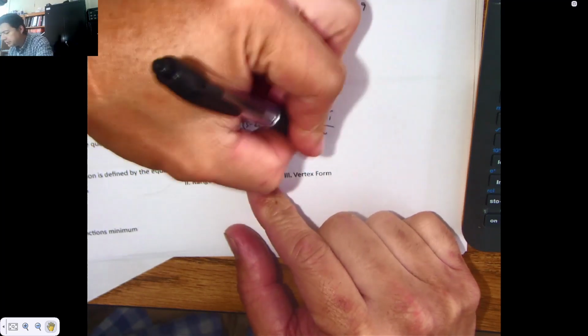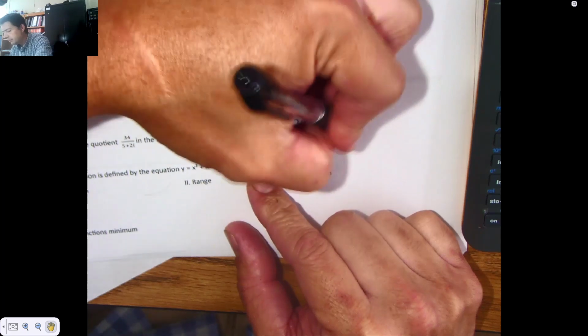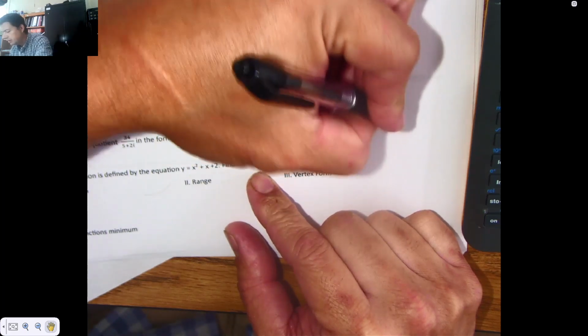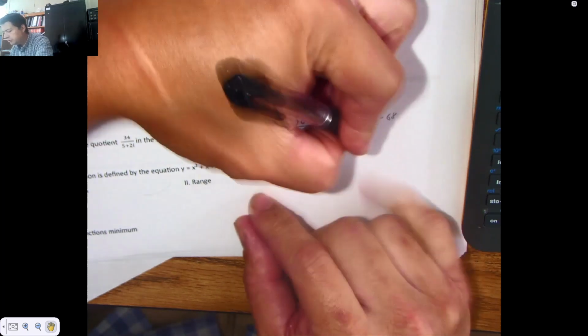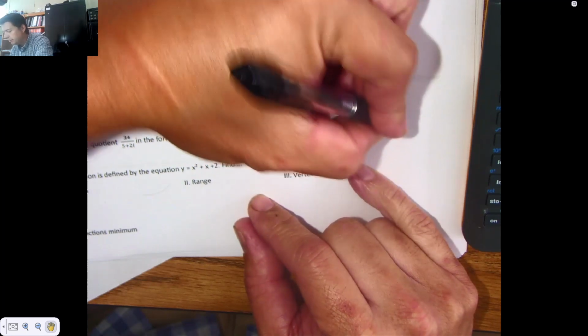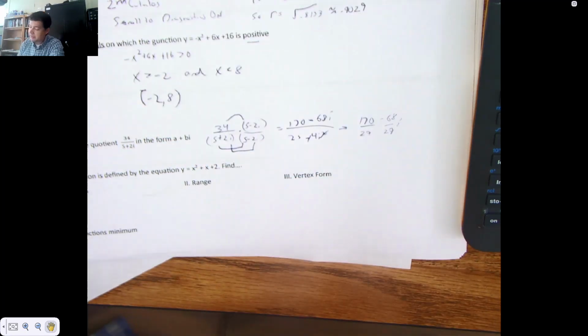So I get 170 minus 68i over 25 and 4, which is 29. Don't forget about your i. I don't think that simplifies.